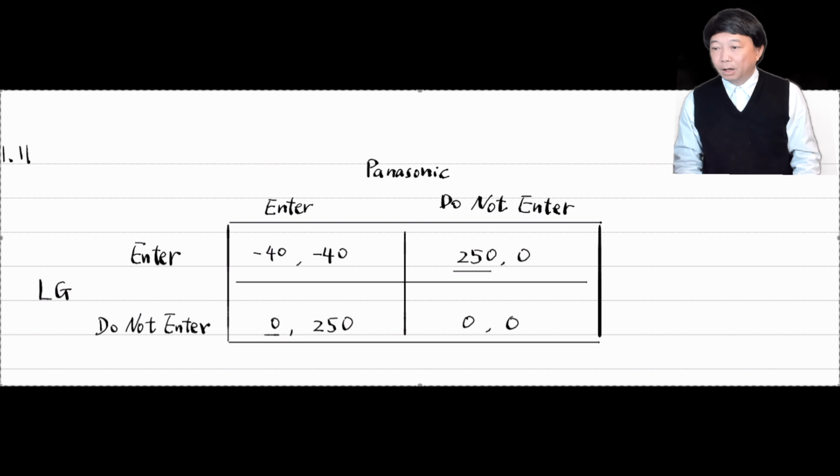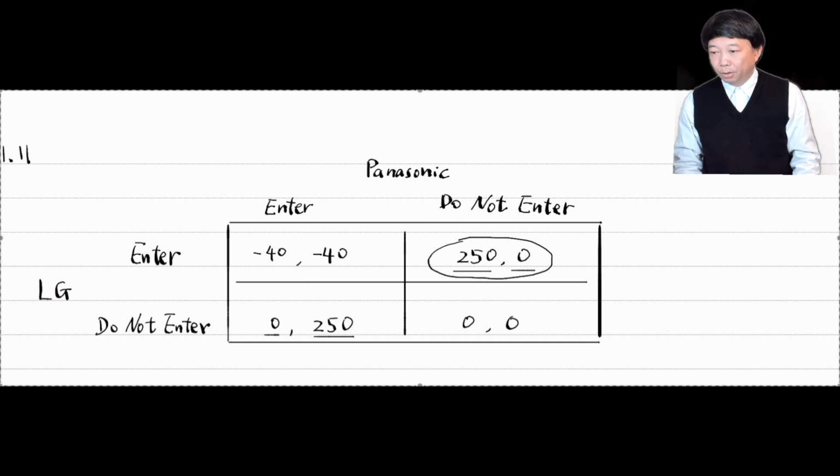Next, we figure out Panasonic's strategy. Given that LG enters the market, Panasonic's best response is not to enter the market because it brings a higher profit. Given that LG does not enter the market, Panasonic's best response is to enter the market. We underline the corresponding payoffs. Panasonic does not have a dominant strategy either.